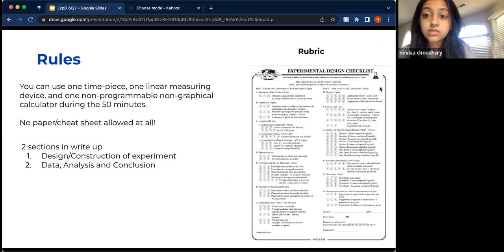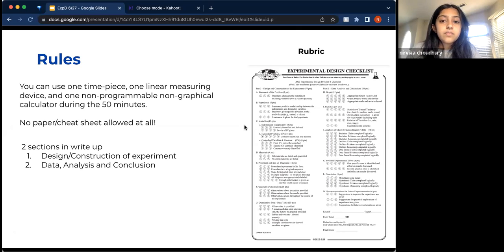So there's two sections in the write-up. You can see in the rubric. I can actually send you guys a PDF of the rubric. Okay, there. And so you can see how there's two sections. There's one section for the design and the construction of the experiment, and one for the data analysis and conclusion.